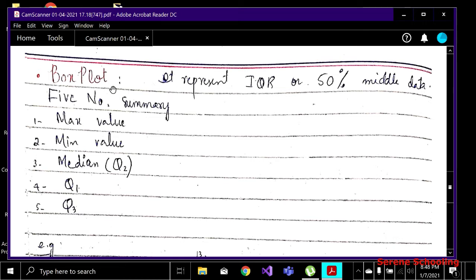So basically a box plot represents the IQR or 50%. First you have to remember that the box plot represents 50% of our middle data, that is where most of our data, the middle data, lies.